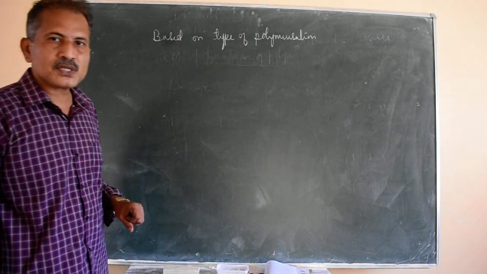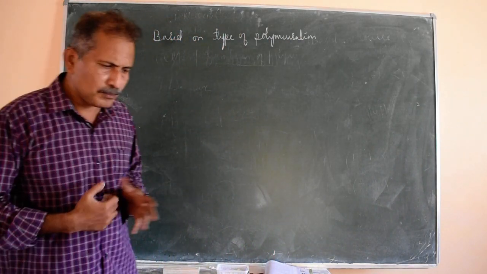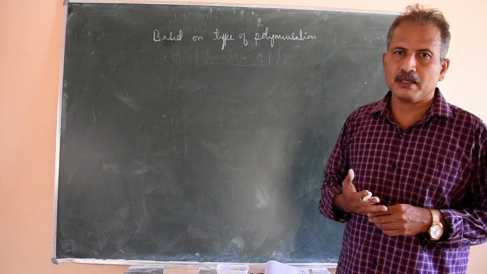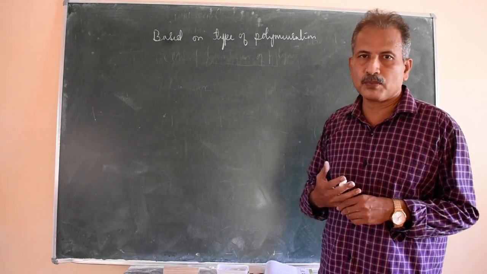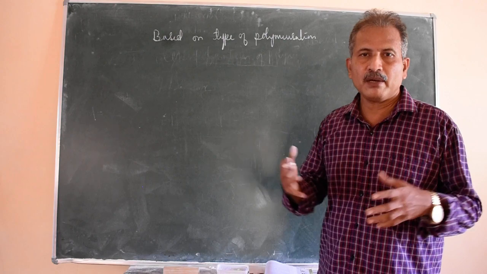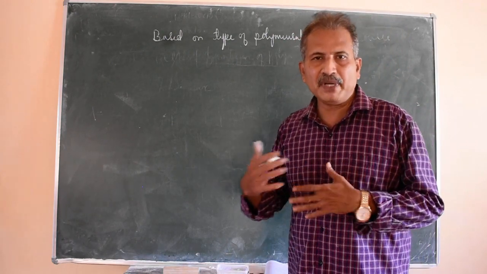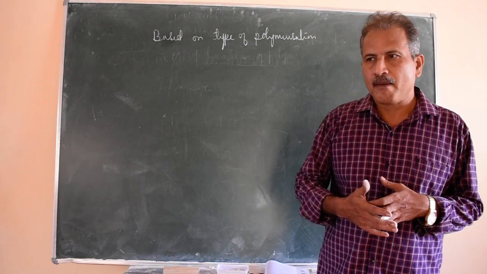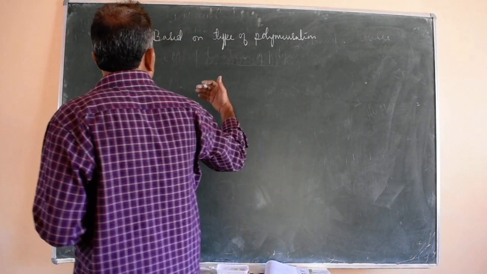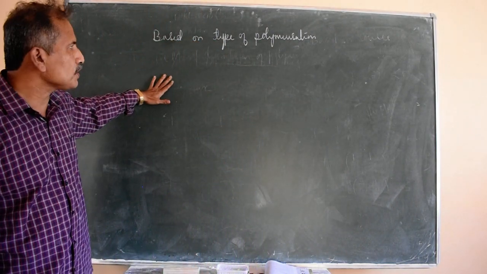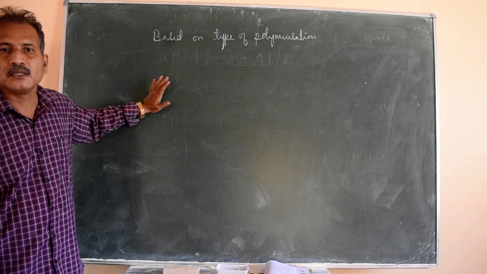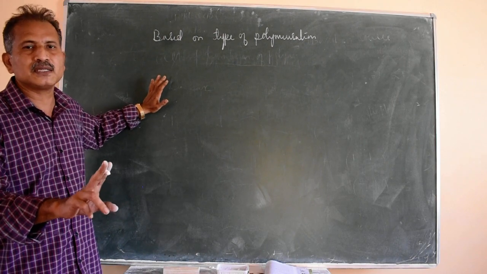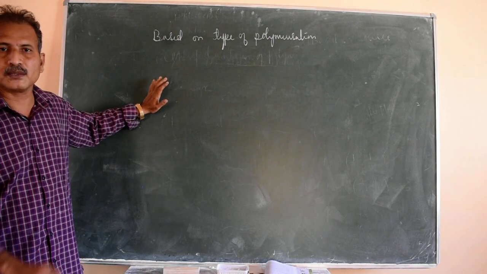I told you, the process of getting a polymer is called polymerization. Basically, there are two types of polymerizations. One is called addition, which is also called chain growth polymerization, where we go on adding or repeating the structural unit, the monomer. Then it is called the addition polymerization. So based on the type of polymerization, you have two types of polymerization processes. One is addition polymerization, second one is the condensation polymerization.